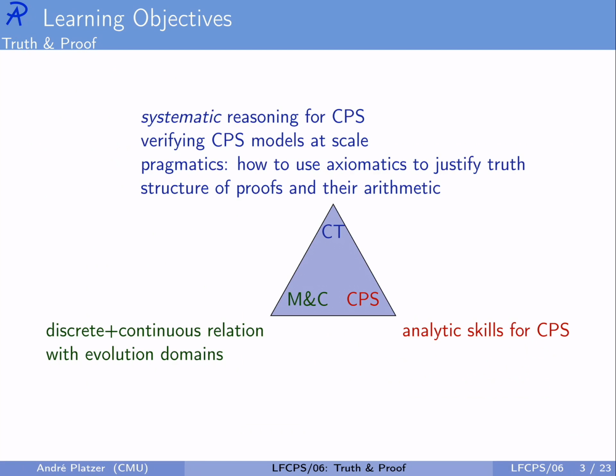And we'll also be structuring proofs and their arithmetic arguments. Our CPS skill side will be mostly devoted to sharpening our analytic skills for cyberphysical systems, but we will also develop a slightly better intuition for the operational effects, in particular in terms of questions like, in what order should we worry about operational effects and does that matter?